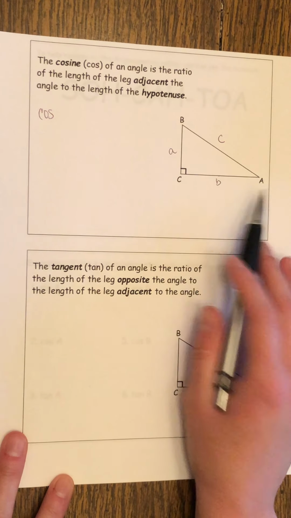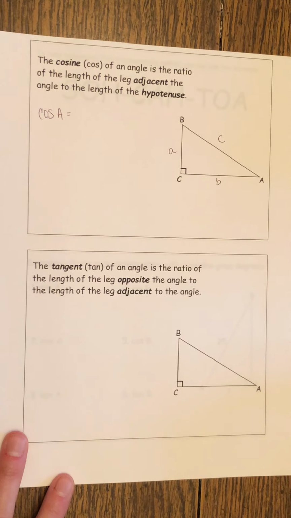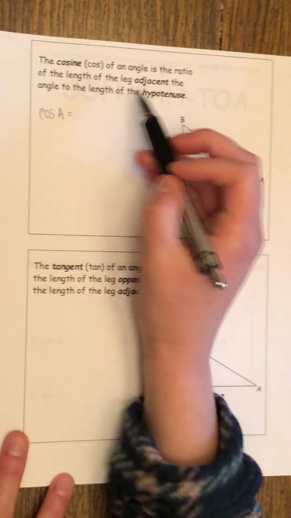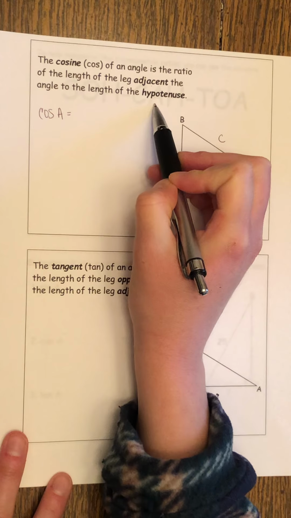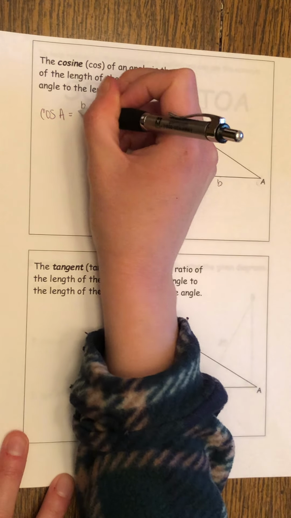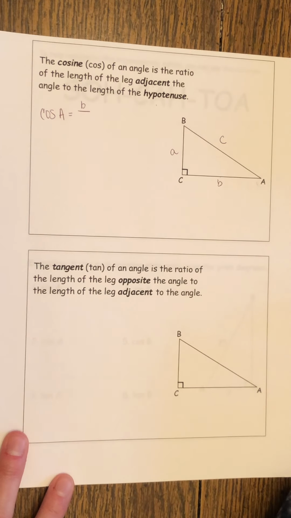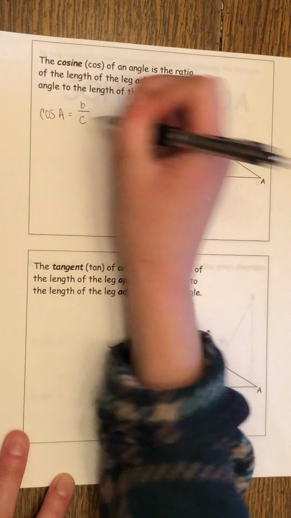So again, I'm going to start alphabetically. The first acute angle is angle A. The cosine ratio is equal to the adjacent leg length over the hypotenuse. So if we take a look at angle A, which leg is adjacent to angle A? It's B. Well, what's the length of the hypotenuse? The hypotenuse is always across from the right angle, and that's going to be C.